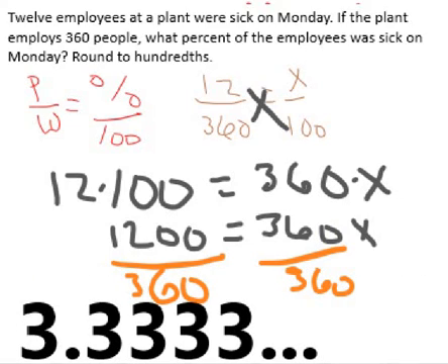And it wants us to round it to the nearest hundredth, which is the second digit. It goes tenths and then hundredths. So I would take the number after it, which is a 3. It's less than 5, so I don't do anything with that 3 then. So our answer will be 3.33.